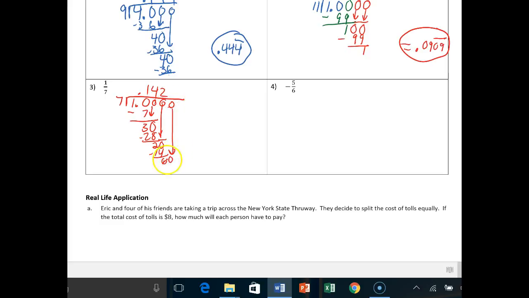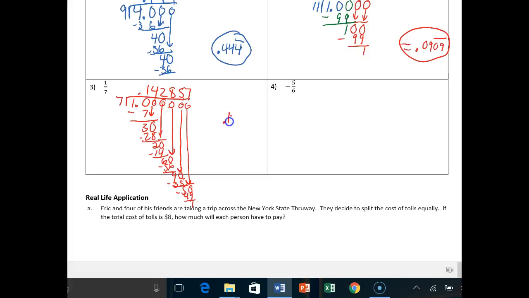7 goes into 60 8 times, with 4 left over. 7 goes into 40 5 times with 5 left over. And then we notice, all right, 7 goes into 50 7 times with 1 left over. So finally we get back to this 1 left over, and then if I brought another 0 down, it'd be back to the original 10 that I have.